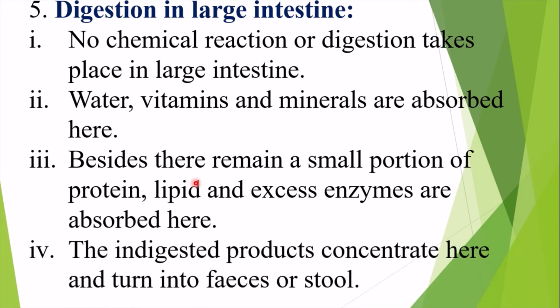The remaining products concentrate here and turn into feces or stool. That means all types of food are already digested and absorbed. The undigested part of food converts into stool here and finally it is stored in our rectum.